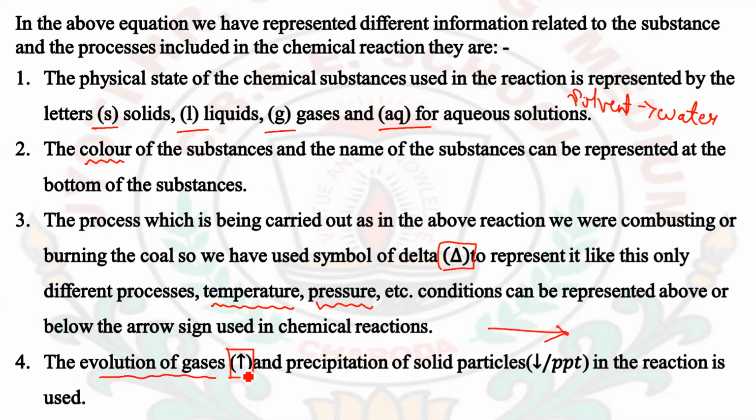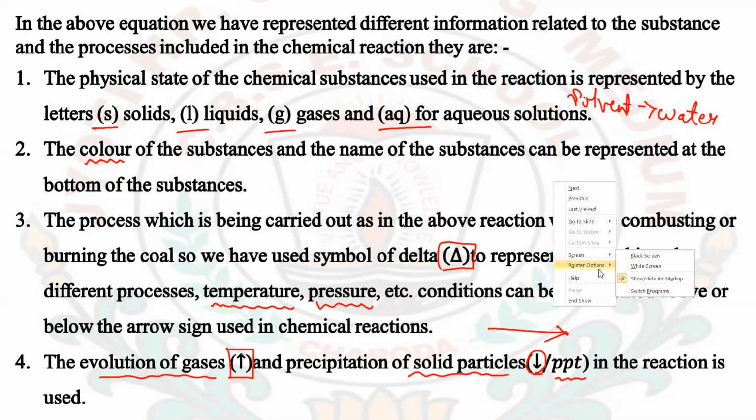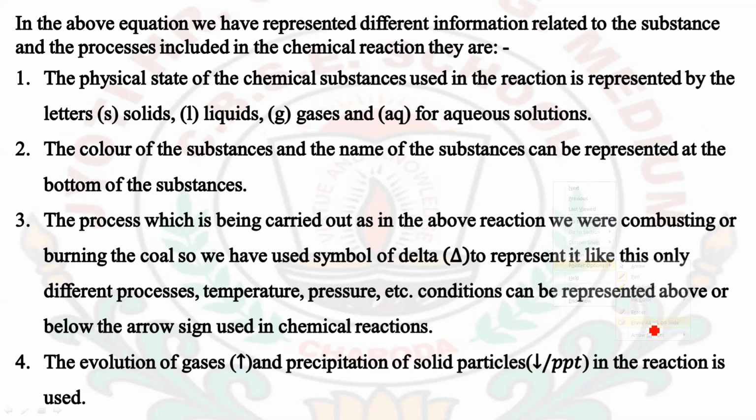Also, the evolution of gases. If gases are evolved on the product side, we can represent that by an upward arrow. And a precipitate on the product side can be represented by a downward arrow or by the word ppt. So these were some of the ways we can represent different things in our chemical equation. We can make our chemical equation more informative in this way.